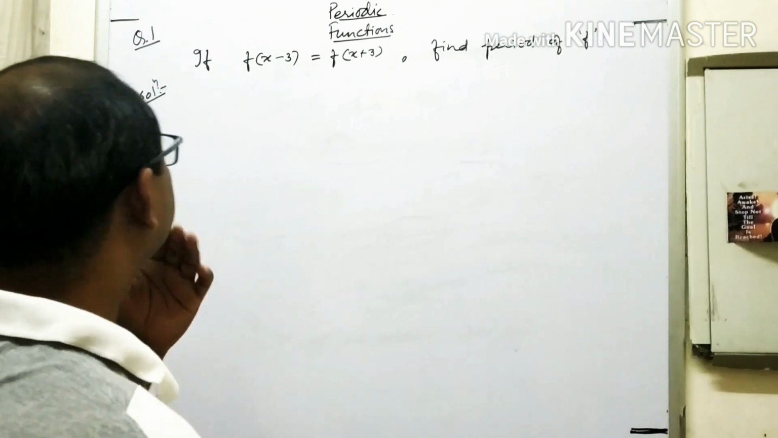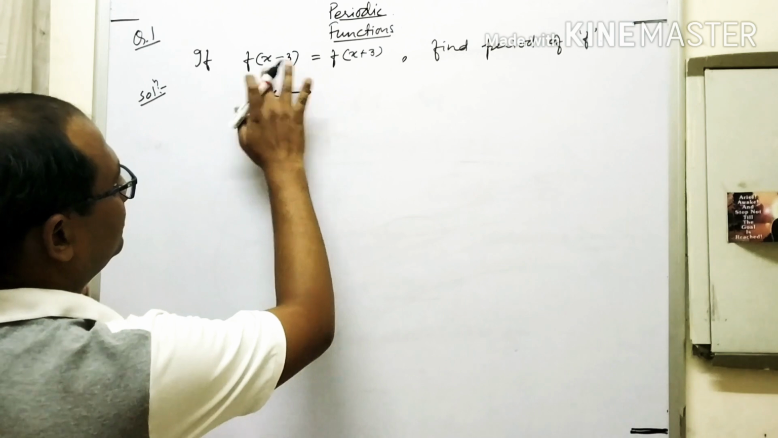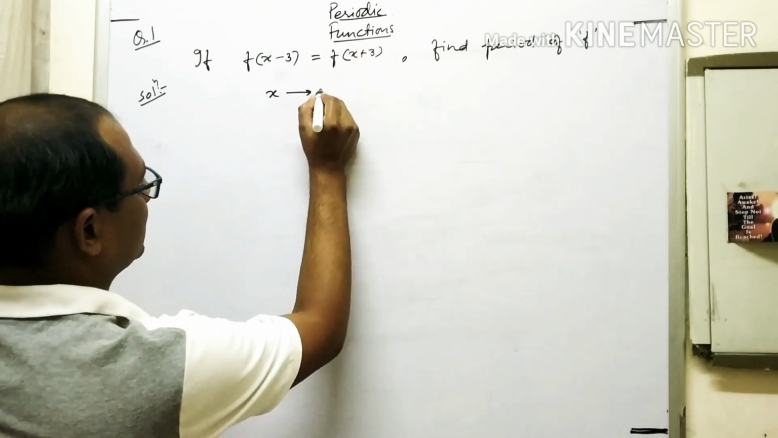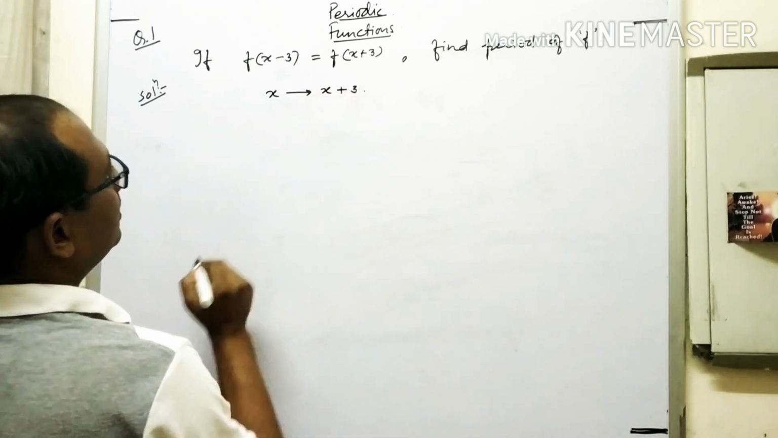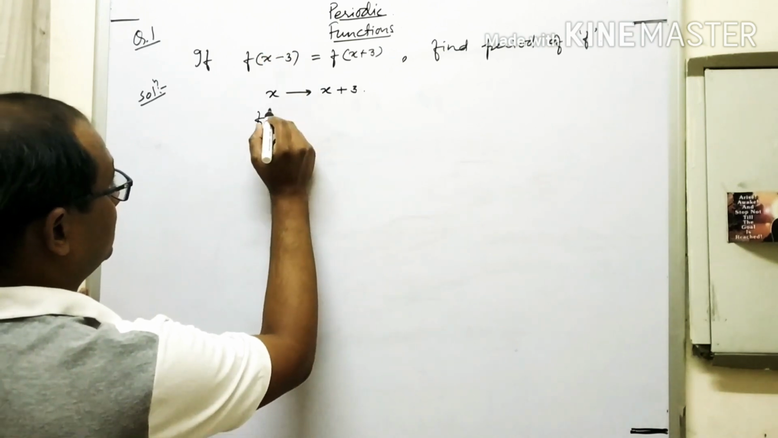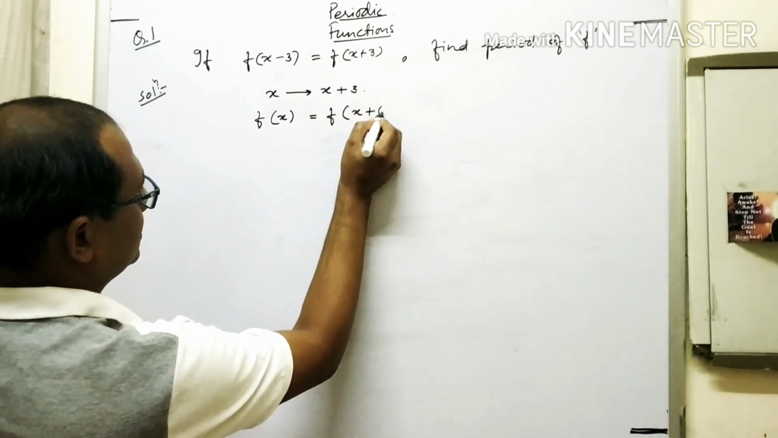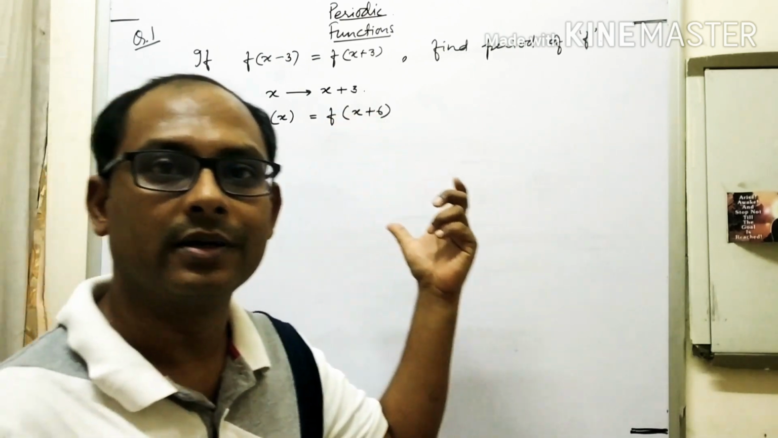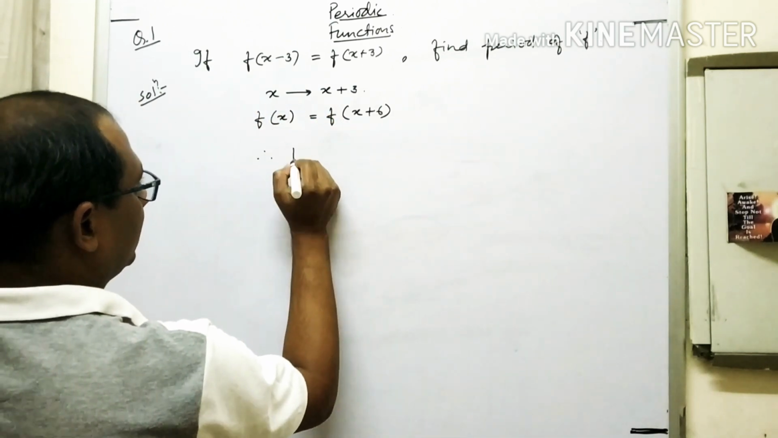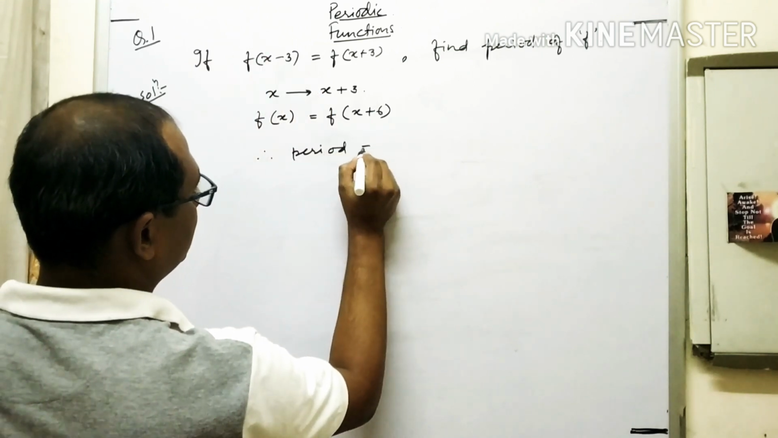So what we'll do in this kind of question is replace x by the nearest value available, either x minus 3 or x plus 3. We'll go for x plus 3. If I replace x by x plus 3, on the left hand side I'll get f(x), and here I'm going to get f of x plus 6. So this is the definition of a periodic function. If f of x equals f of x plus 6, then f is a periodic function with period 6.